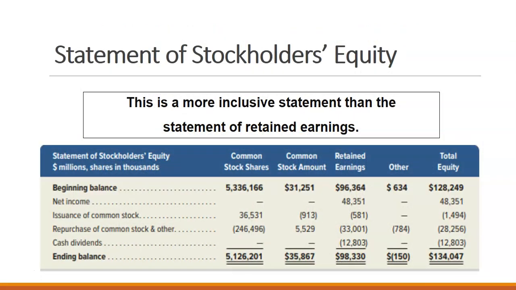So when we look at a statement of stockholders' equity, we look at the differences in what changes have happened to our stockholders' equity section. So we've paid cash dividends, we have our net income that went into retained earnings, we issued stock, and we repurchased stock in treasury stock.